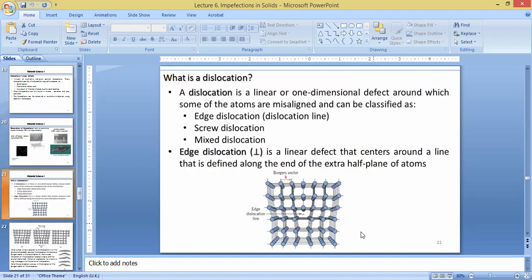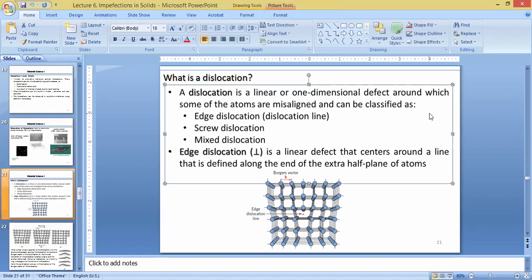So what is it? It's a linear or one-dimensional defect in which some of the atoms are misaligned. There are 3 types. This is also an exam question. There's the edge dislocation.